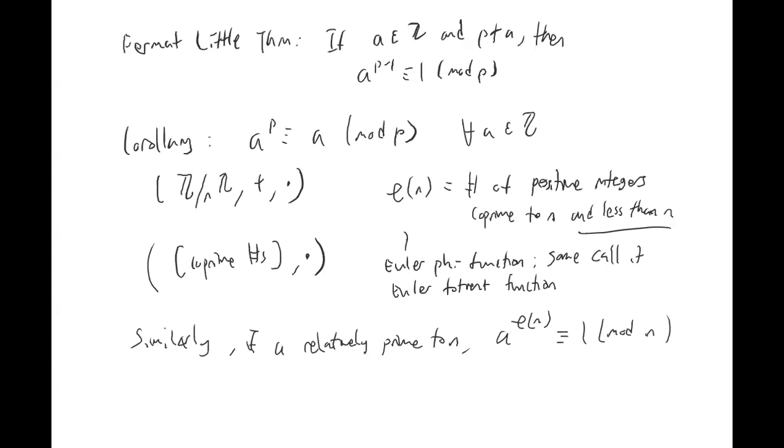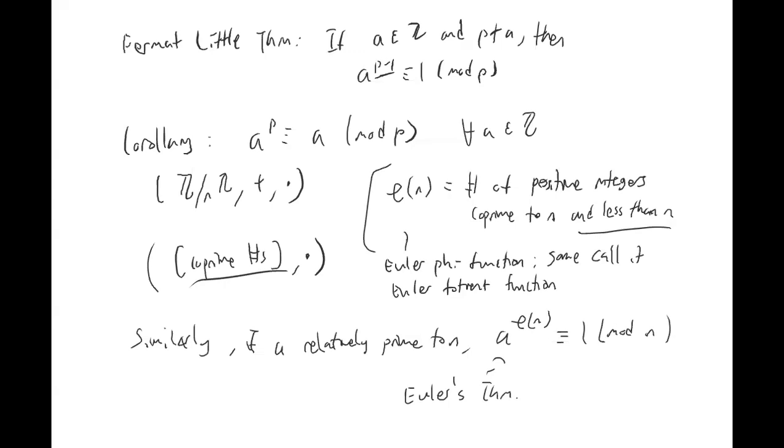The order of the group here was p minus 1, right? The order of Z mod p Z without 0. The order of this is exactly, we defined it to be phi of n. So a to the phi of n is congruent to 1 mod n. This is called Euler's theorem.